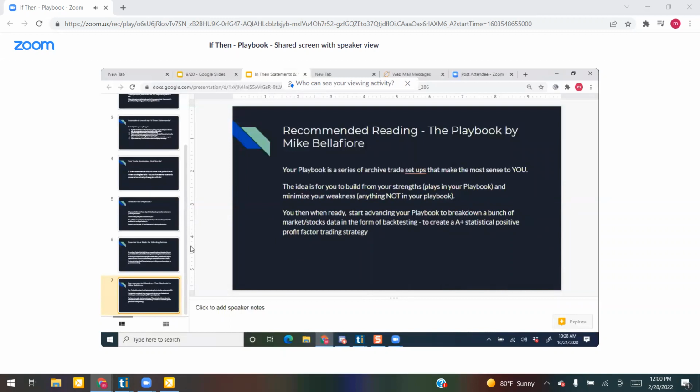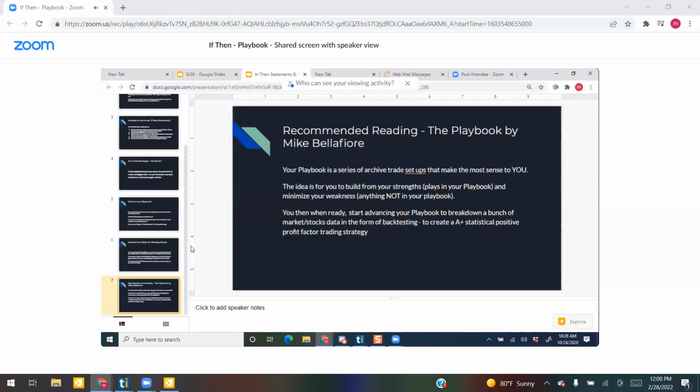The idea is for you to build from your strengths, the plays in your playbook, and minimize your weakness, anything not in your playbook. Meaning you shouldn't be trading anything that's not in your playbook. And everything in your playbook should have if-then statements.